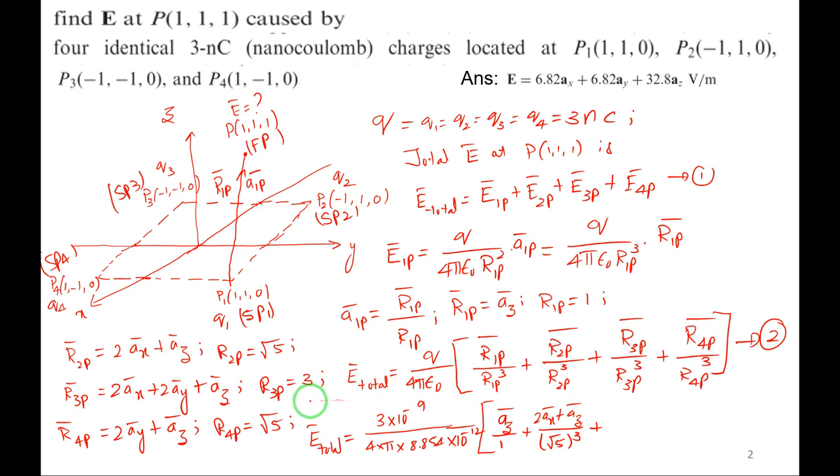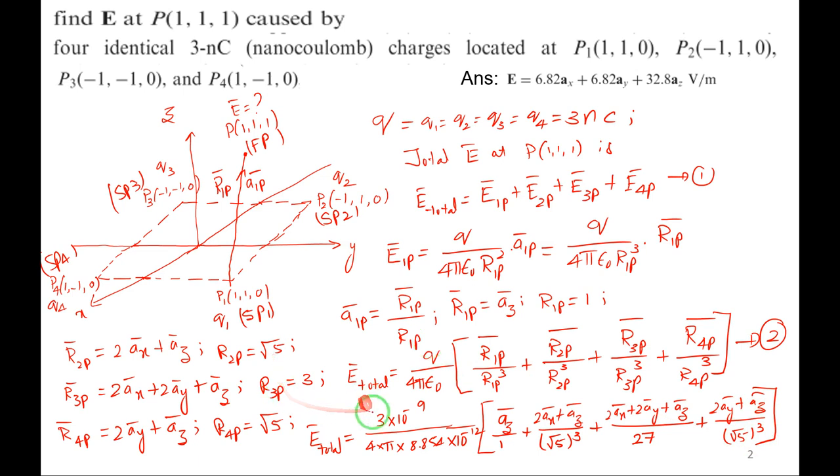Plus R3p, which is 2AX plus 2AY plus AZ, divided by R3p whole cube. R3p is 3, and 3 cube is 27: 3 3 9, 9 3 27. Plus R4p, which is here 2AY plus AZ, divided by R4p, which is root 5 whole cube. So calculate this and you will get the final answer.